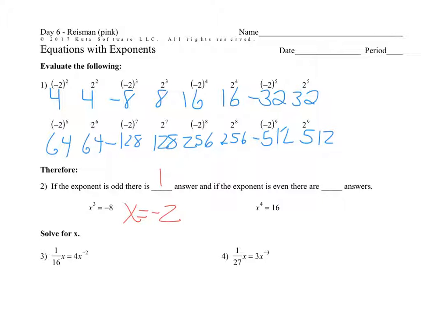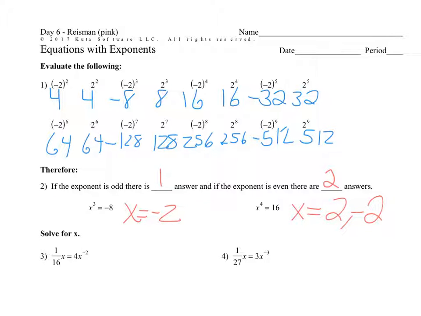Okay? Whereas if it's even, there's going to be two possible answers because there are two things that could give me 16. It could have been -2 or it could have been +2. So now I'm in this situation where x could equal 2 or -2. The thing that you have to be careful of is your calculator is only going to give you the positive answer for this, okay?